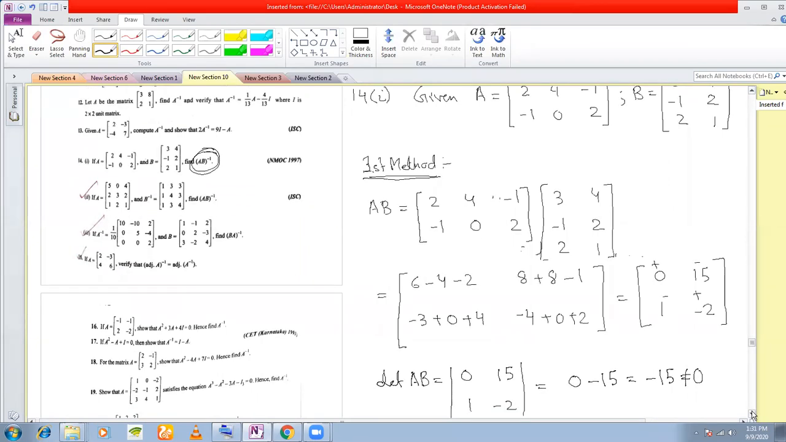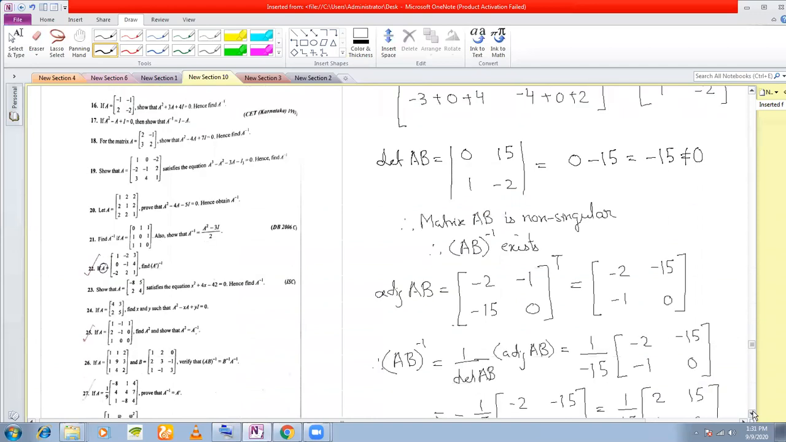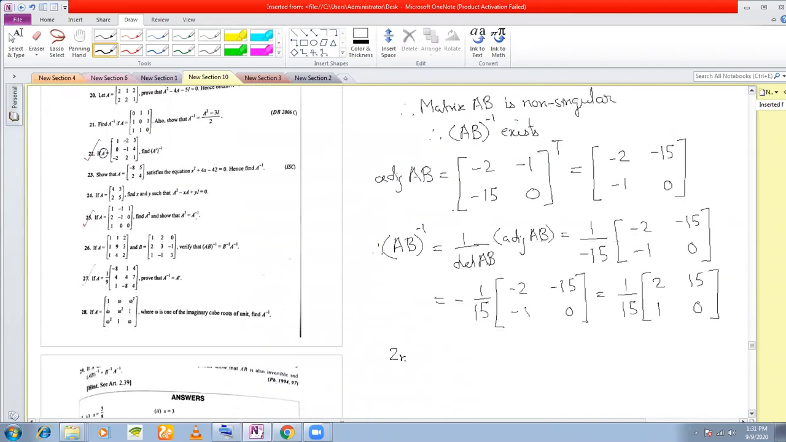What you can also do is apply the property, but this is going to be a little longer method. Second method, you can use this property: AB inverse is equal to B inverse into A inverse. In order to find AB inverse, you first find out B inverse, and then you find out A inverse, and then you multiply. This method also you can do, but this is going to be a little long, because you have to find out inverse for both the matrices. Okay, so I stop here for today.